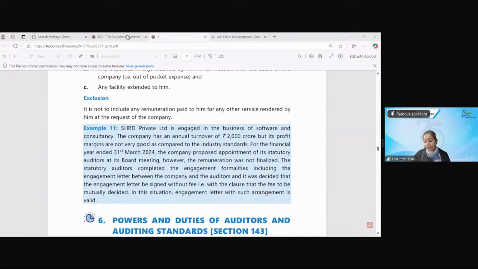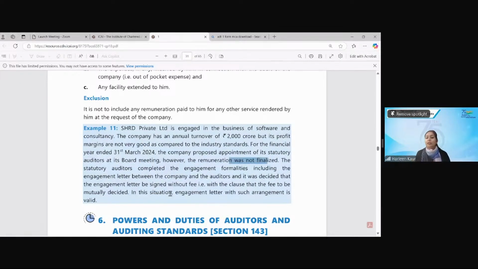The answer is absolutely incorrect, children. The engagement letter still remains valid. So let us discuss example number 11. That means you have not read this. SHRD Private Limited is engaged in the business of software and consultancy, and the company has good annual turnover. But the profits are not good as compared to the industry standard. So they appointed a statutory auditor at the board meeting. Now remuneration has not been finalized.